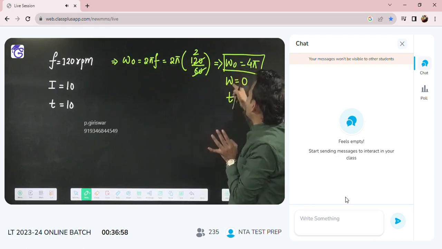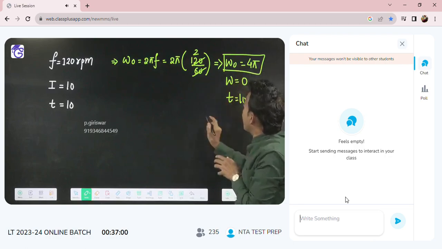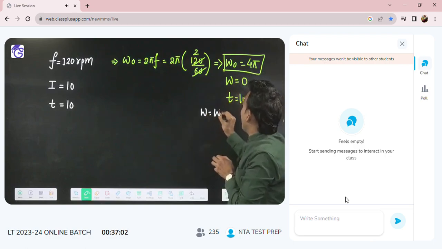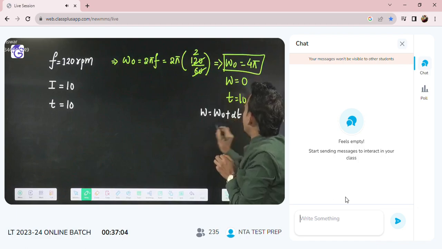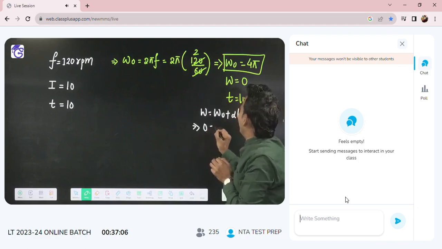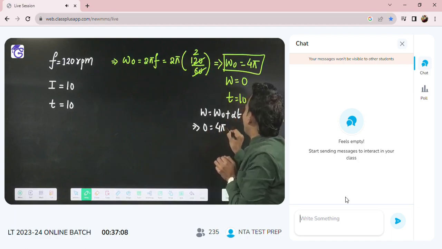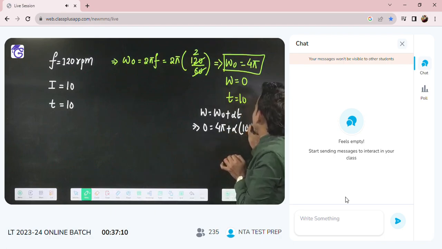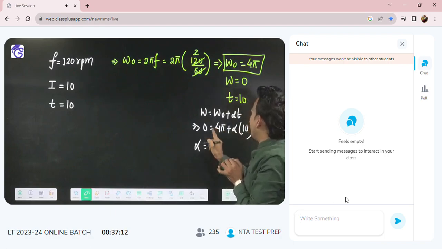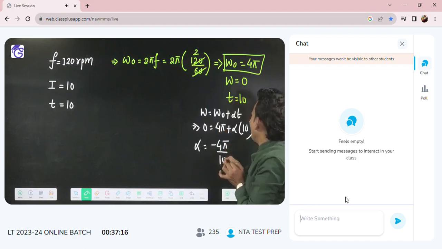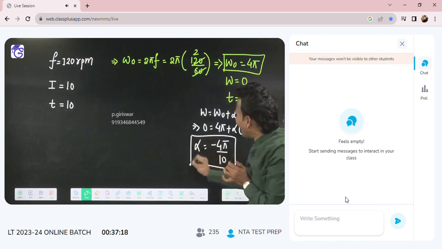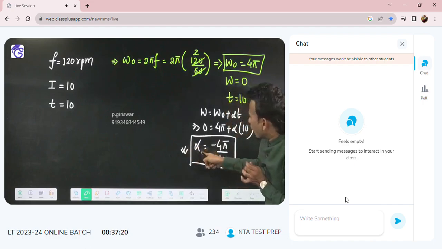That means I can use first equation of motion. I will simply say omega equal to omega naught plus alpha t. Final omega I know, 0. Omega naught I know, 4 pi. Plus alpha we don't know. Time we know, 10. So from here alpha will come minus 4 pi by 10. Minus is showing that it's a retarding force, of course. You are going to have retardation.